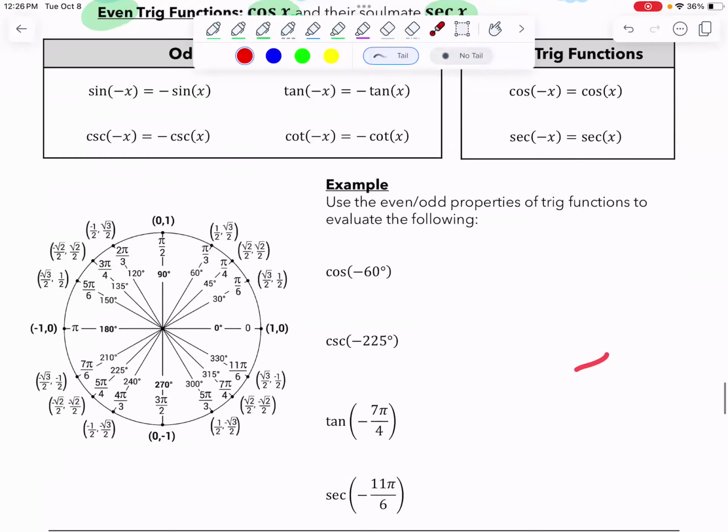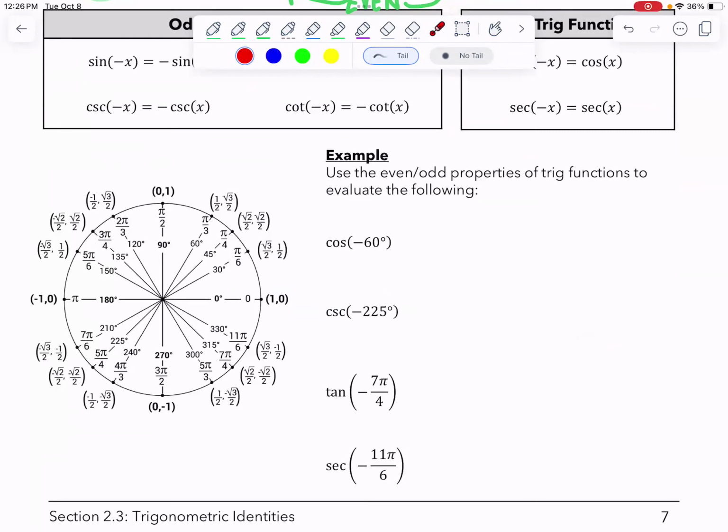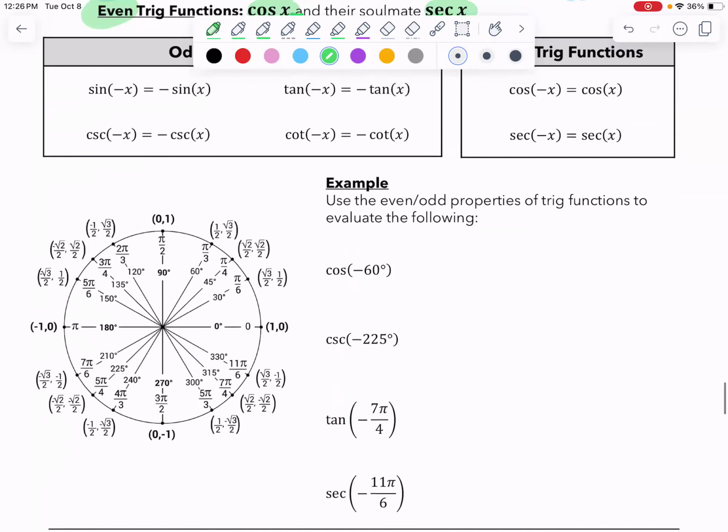So just quickly, use the even and odd properties of trig functions to evaluate the following. All of these are negative angles, which is kind of annoying, right? Like negative 60 degrees. You have to figure out where negative 60 degrees is, even though the unit circle doesn't have them listed here. But with even and odd properties, this becomes easy. So first of all, cosine of negative 60, if there's a negative on the inside, then we can just destroy it because the function is even. So this is really just cosine of 60 degrees.